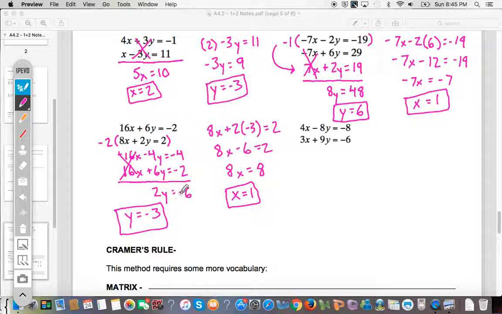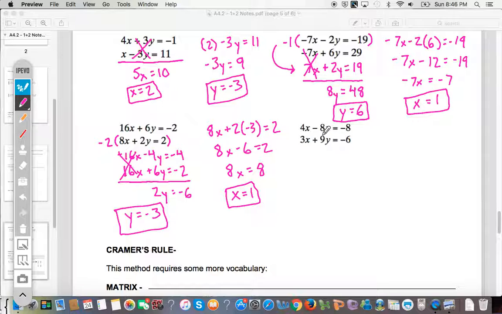Okay. So again, just to reiterate this point, if we were to graph these two lines, they would intersect at the point 1, negative 3. Okay? Alright, last one. So for this equation right here, 4 and 3, there's not one equation we can scale to get those equal to each other. Same thing with negative 8 and 9 for our y's.